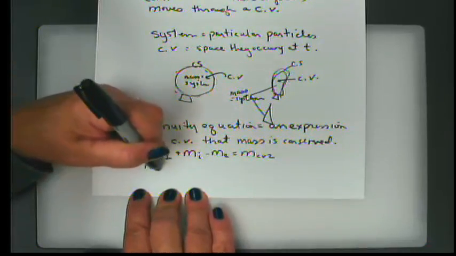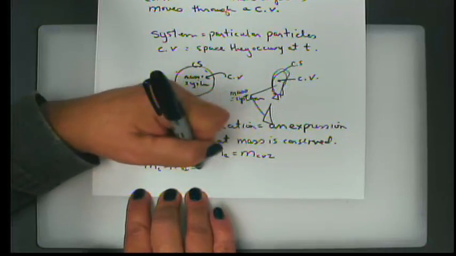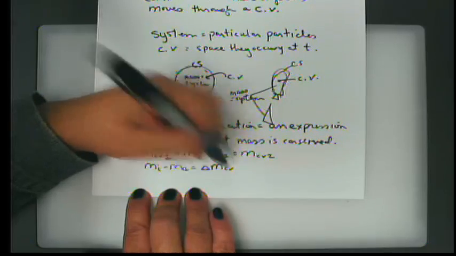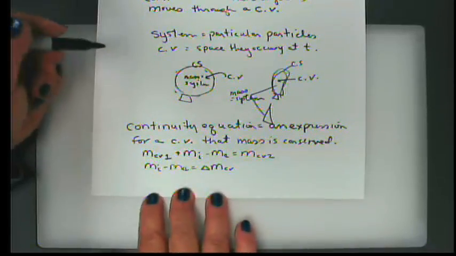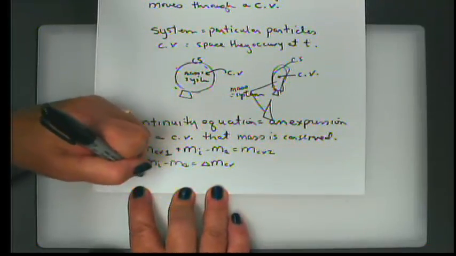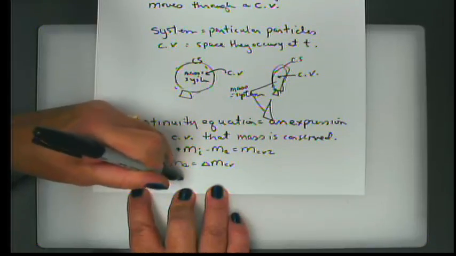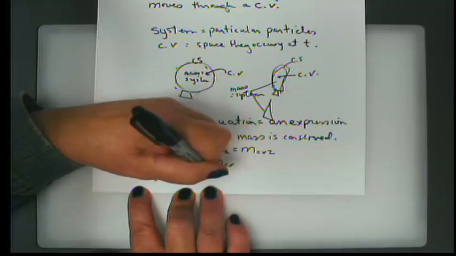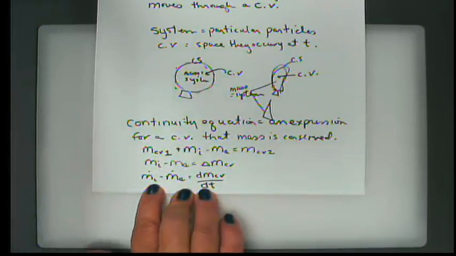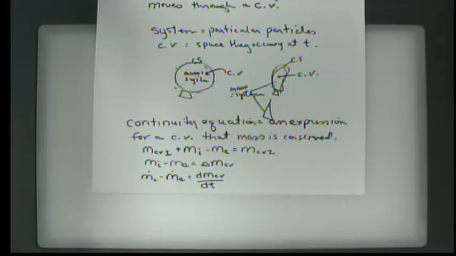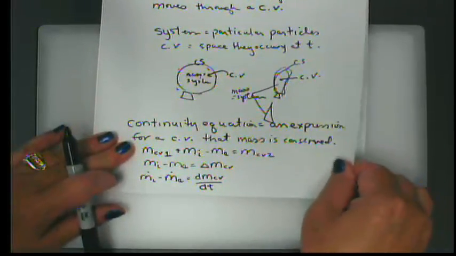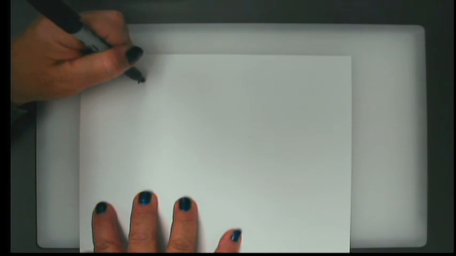And if we rearrange this equation a little bit, we can say we have a delta m_CV, because the mass in the control volume at time 2 minus the mass in the control volume at time 1 is a delta m_CV. And if we then take the first time derivative of this expression, we can say that the rate at which mass enters the control volume minus the rate at which mass exits the control volume is equal to the rate of change of mass within the control volume with respect to time. And that's necessary for conservation of mass to occur.